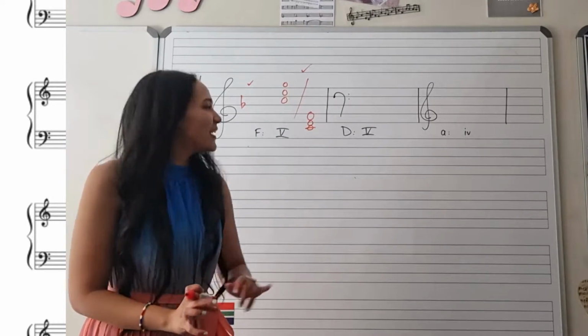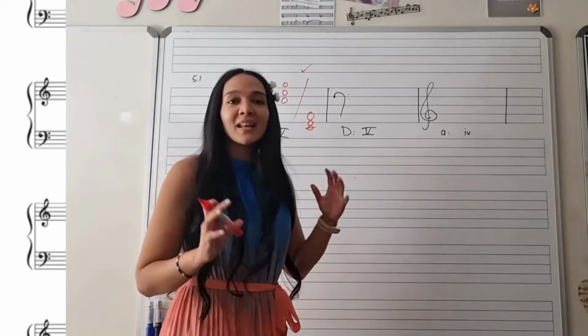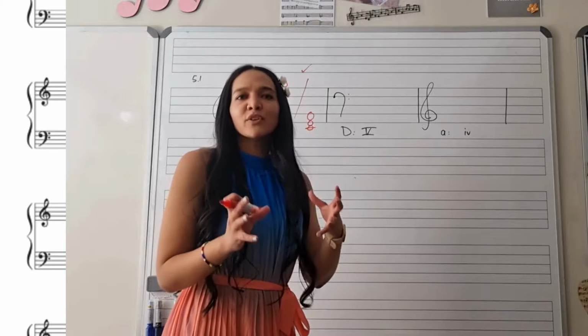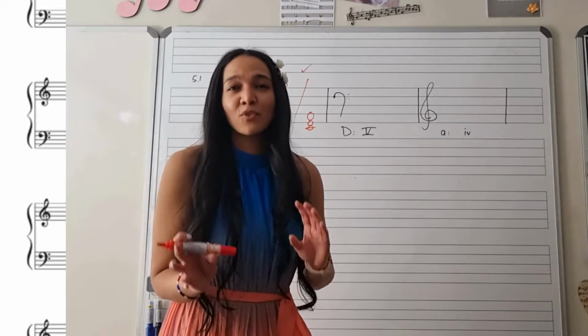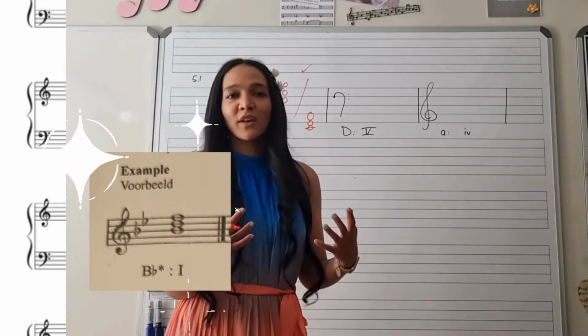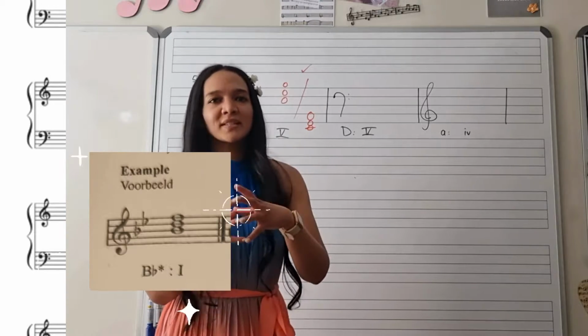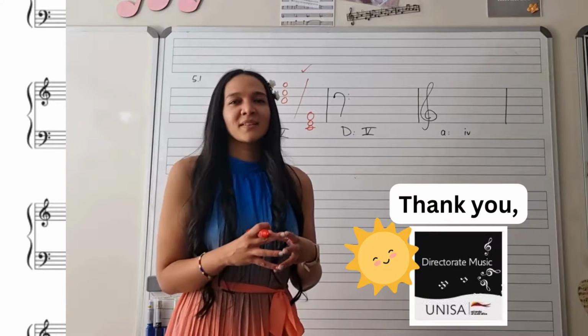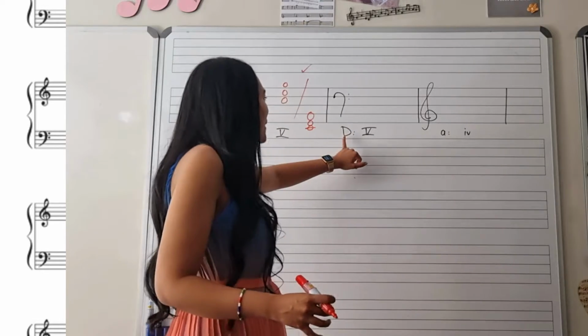Then we're going to go ahead to the next one, D major. Let's be careful, we're in the bass clef now. And if you are confused at any point, do take a look at the example that they give you right at the beginning. In this paper, they give us an example in B flat major, the tonic. So they do show us that we need our key signature and we need our triad, and they show us how we need to go about this. Thank you, UNISA. So back to the question.